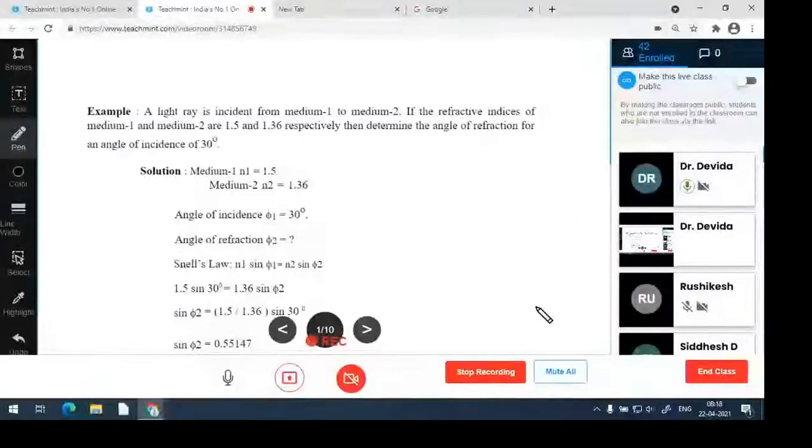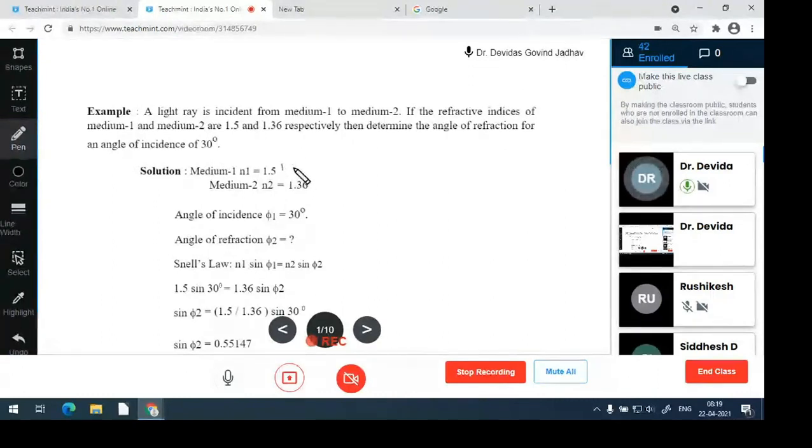Good morning. Yesterday we covered these four problems, but very quickly we'll check these problems again, and we'll go for the next problems in this tutorial. So, example: a light ray is incident from one medium to a second medium. If the refractive indices of medium 1 and medium 2 are 1.5 and 1.36 respectively, then determine the angle of refraction for the angle of incidence of 30 degrees.